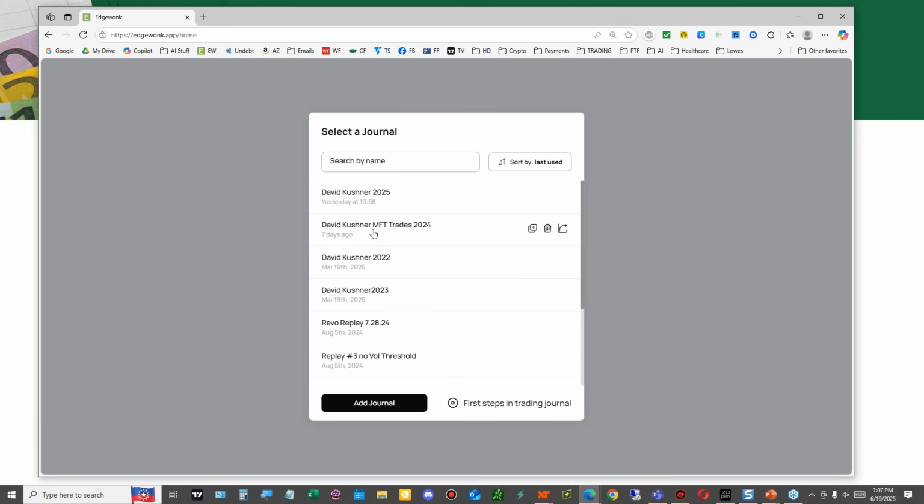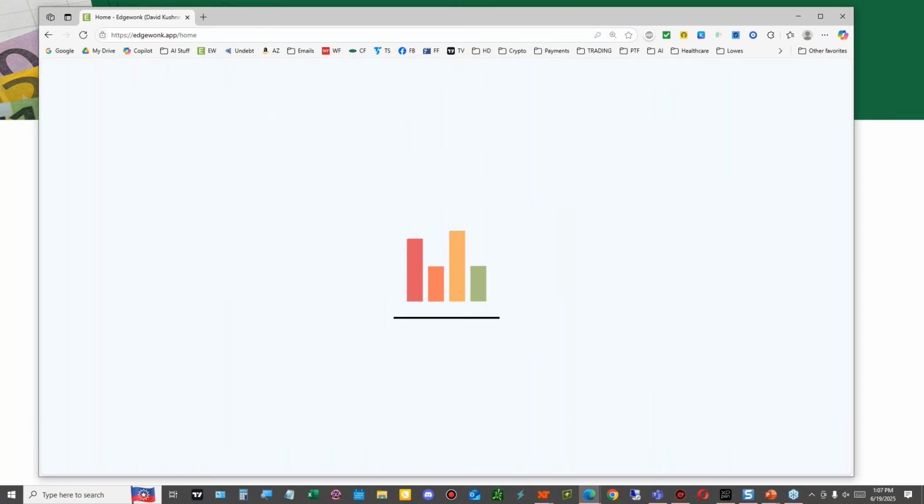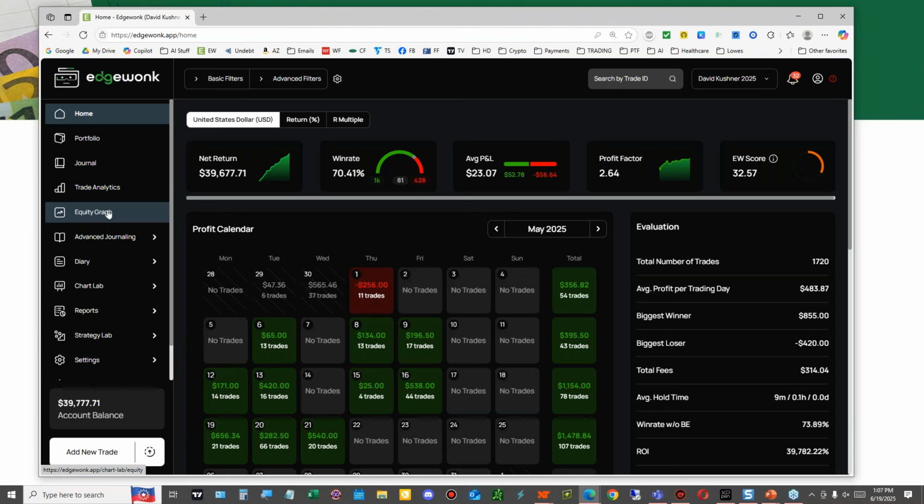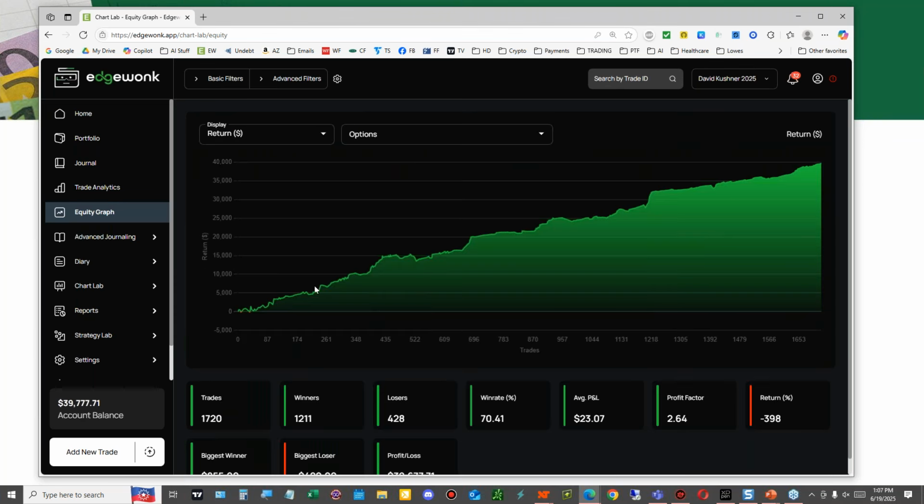So let me go ahead and share this. I'm going to pull up 2025, and let's just go and look at my equity curve. So here's my equity curve for 2025. Not bad. It's a nice equity curve.